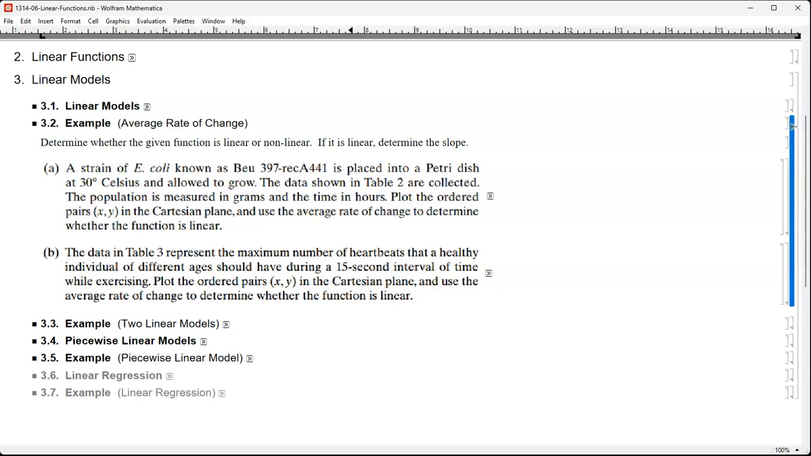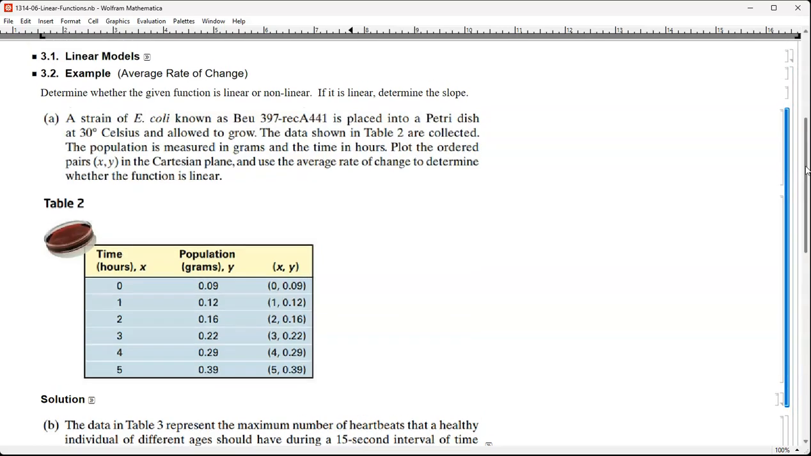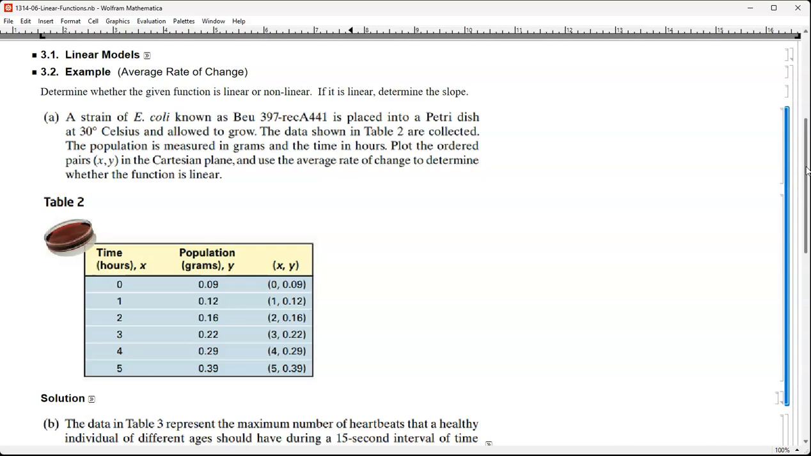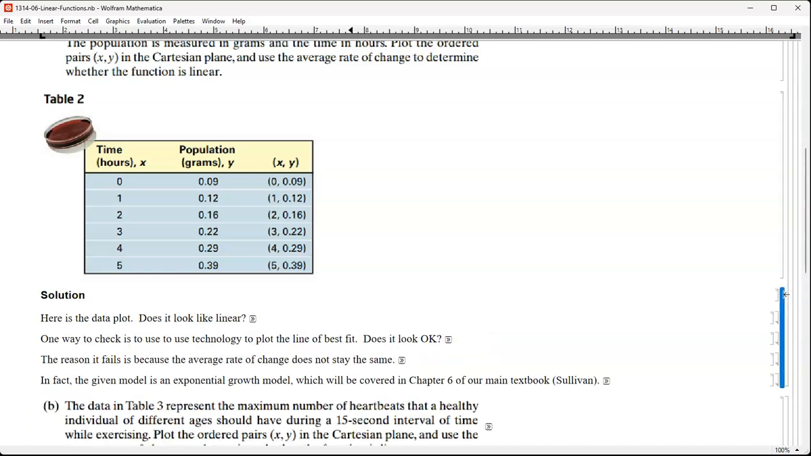Okay, here's part A. A strain of E. coli known as Bohr 397 Rec A441 is placed into a petri dish at 30 degrees Celsius and allowed to grow. The data shown in table 2 are collected, and here is table 2. The population is measured in grams and the time in hours. Plot the ordered pairs x, y in this Cartesian plane and use the average rate of change to determine whether the function is linear. We have hours 0 to 5 and the population in grams, and these are the points, and we can plot all those on the Cartesian plane.